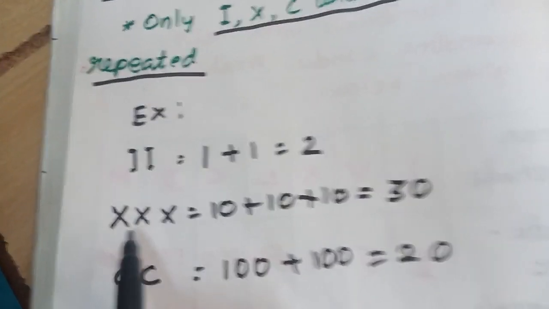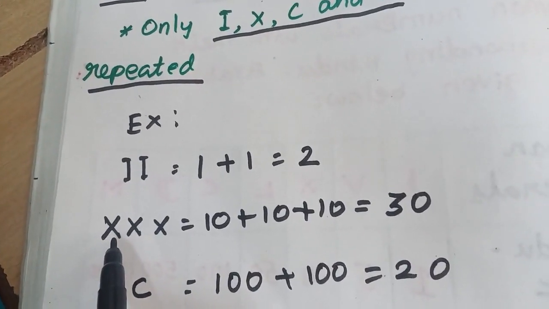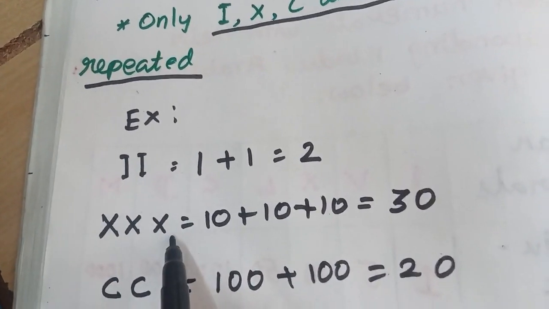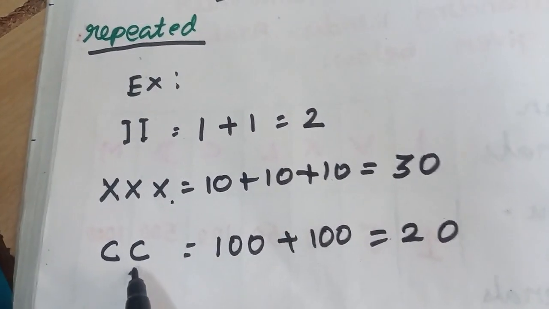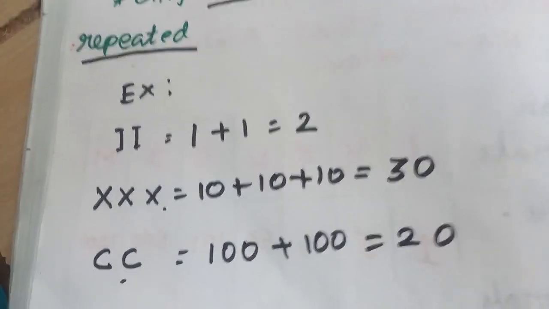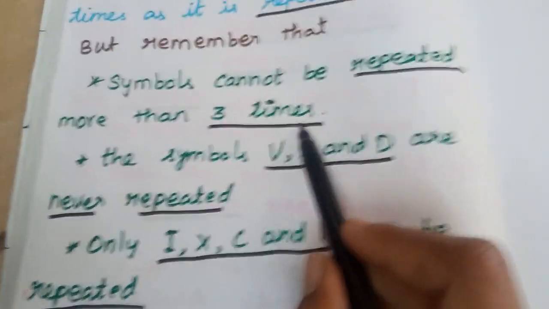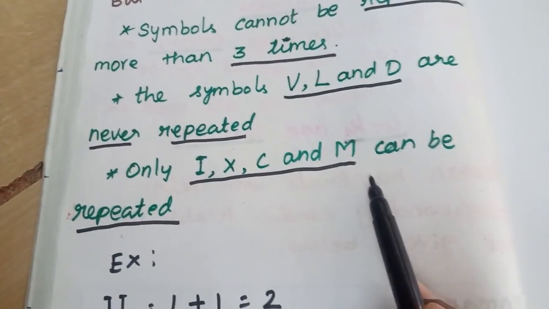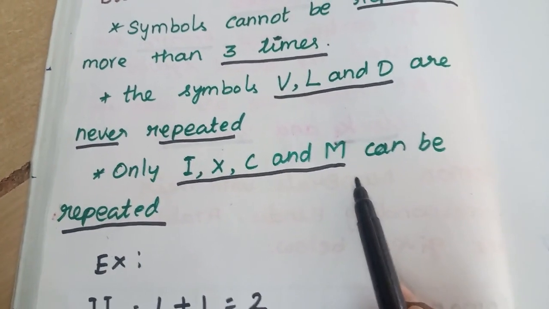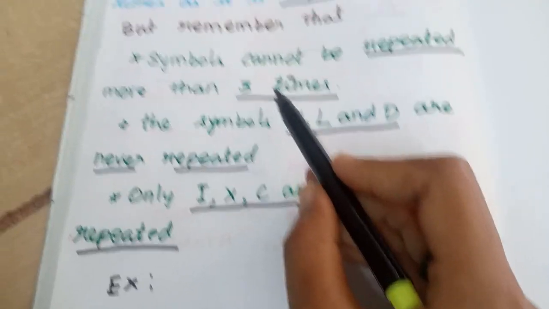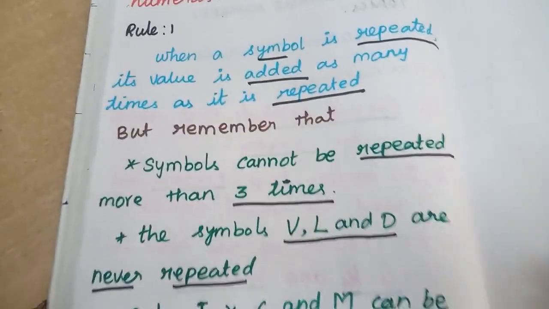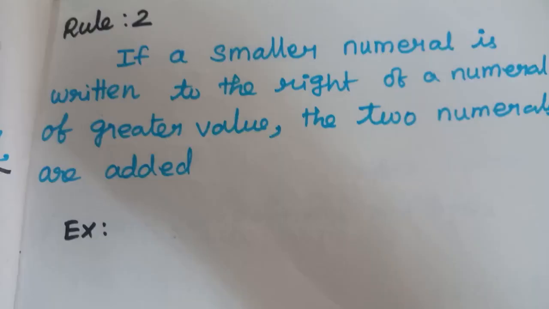See here, X is repeated up to 3 times only, and C is also repeated only up to 3 times. Only these symbols can be repeated, but up to 3 times. So this is the first rule. Shall we see the second rule?